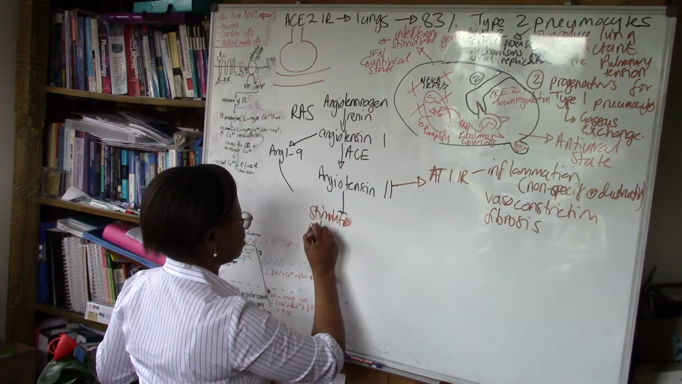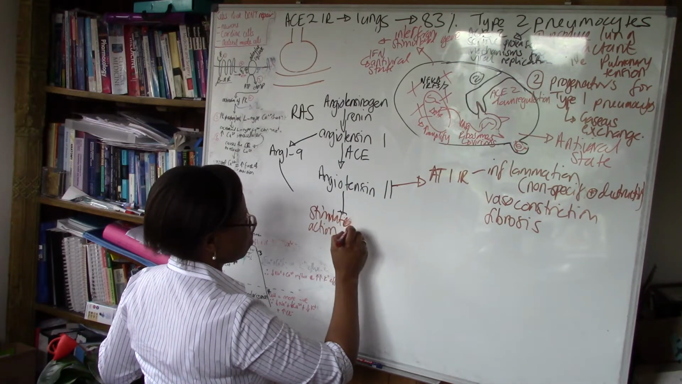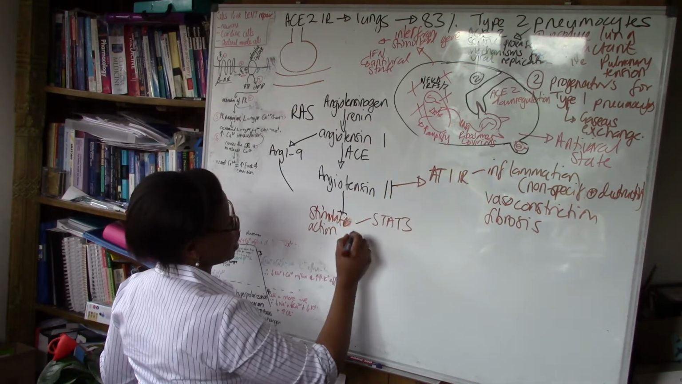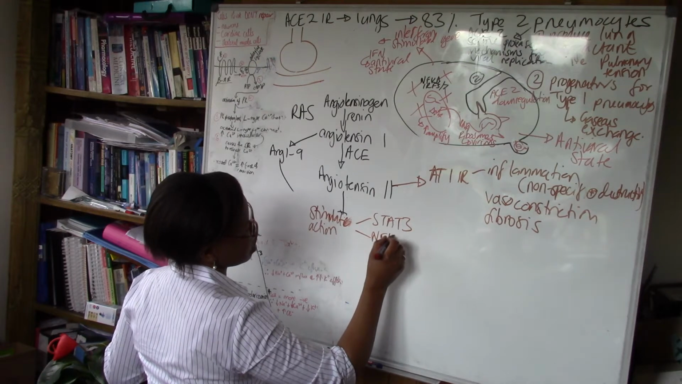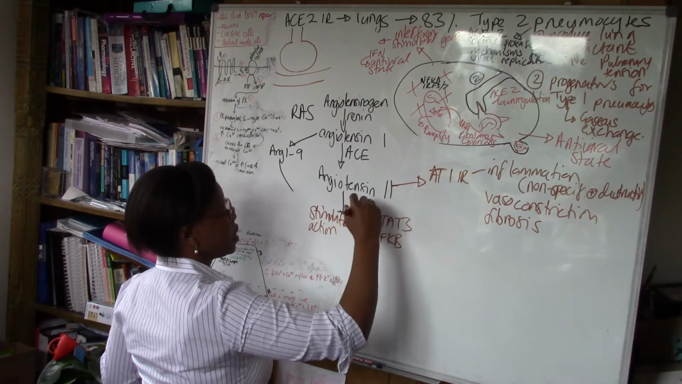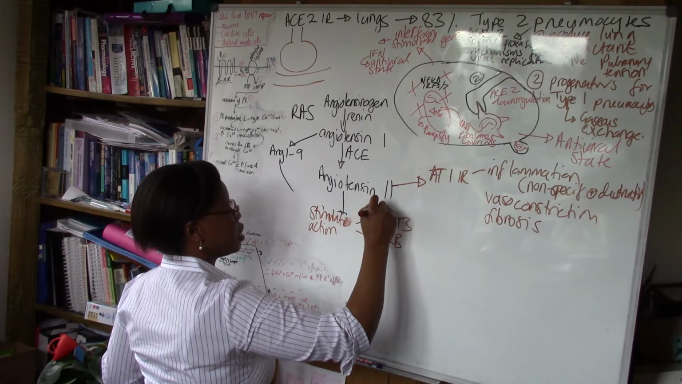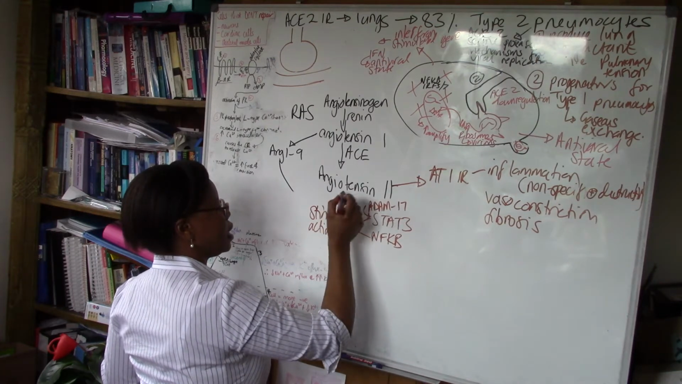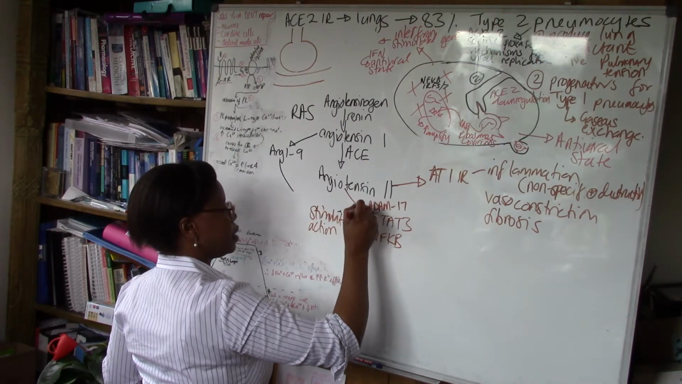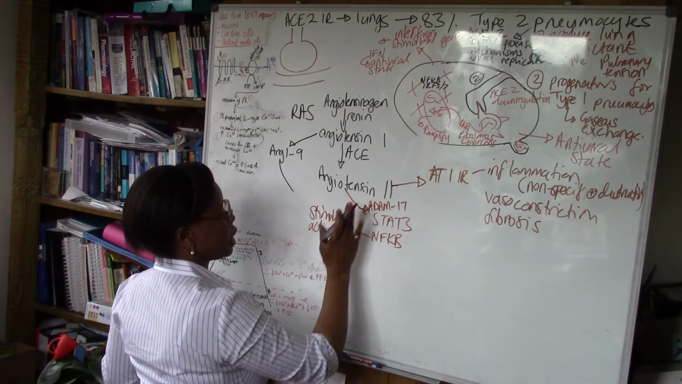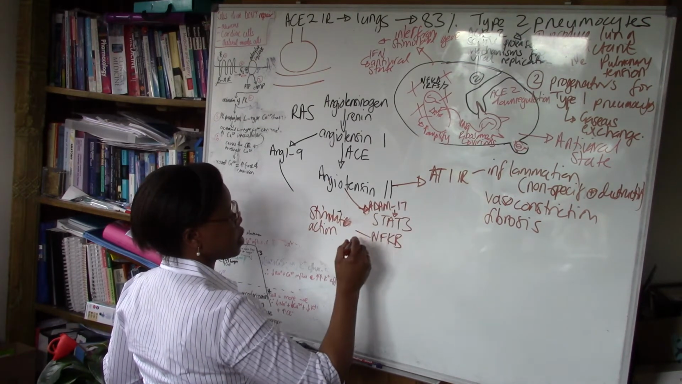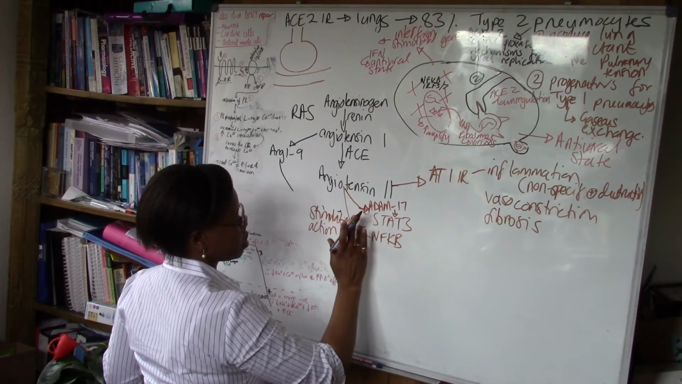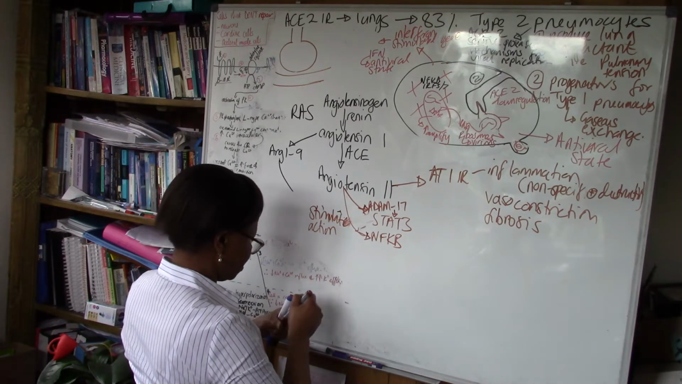stimulate the activation of two factors, actually STAT3 and nuclear factor kappa beta. And for STAT3 you have to have ADAM17 first, which is what is directly activated by angiotensin, and then you have STAT3, and it will also activate nuclear factor kappa beta.